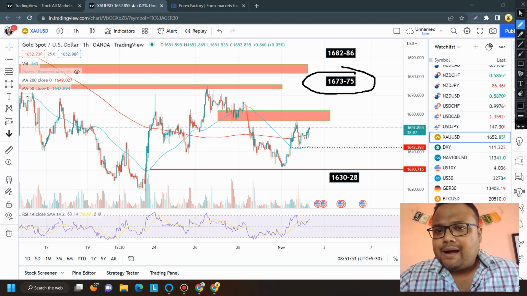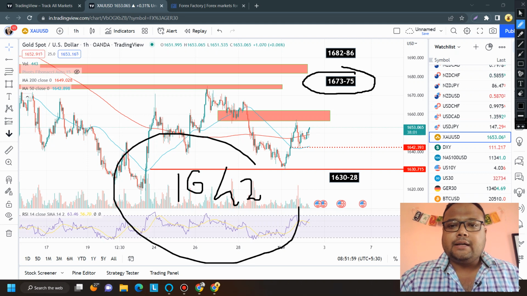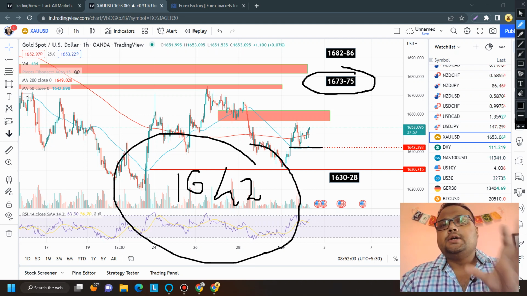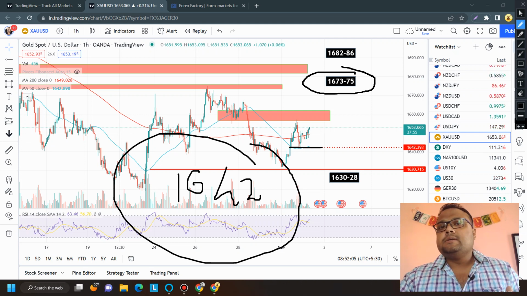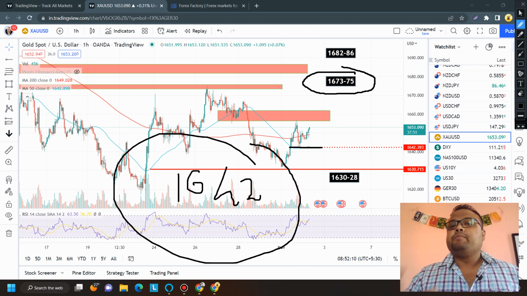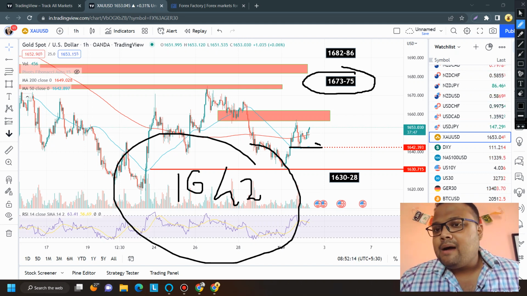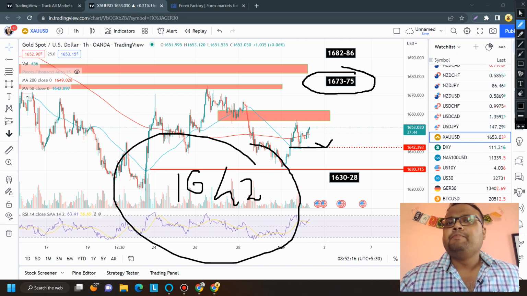In case the market comes down before FOMC, 1642 can be a good buy level for day trading purposes. For day trading purposes, 1642 can be a buy level before FOMC only. So if you see the market has come down and is bouncing from the 1642, 1642.41 level, you can press the buy button.